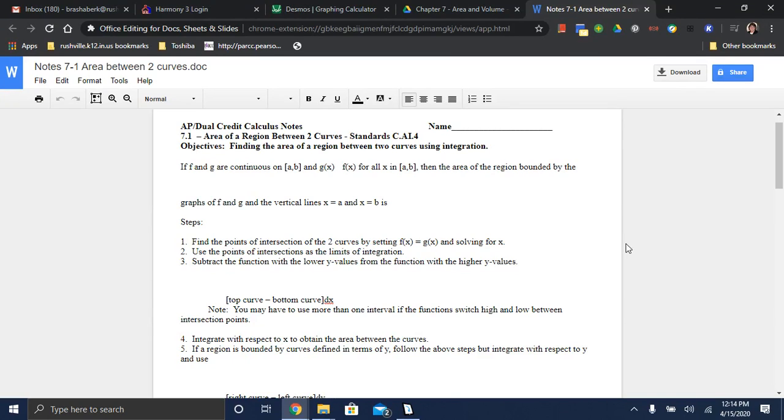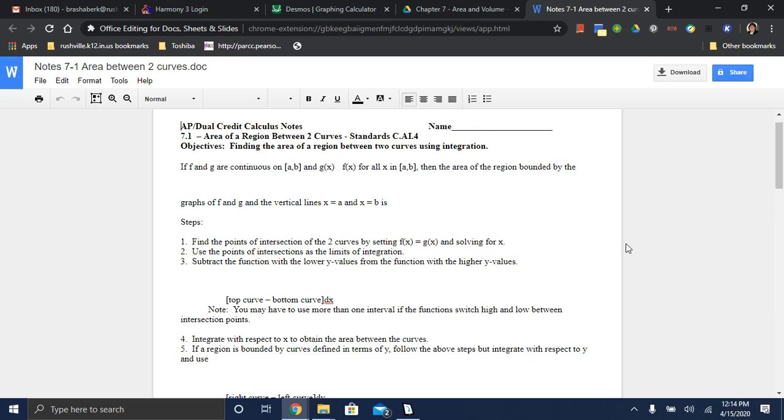Hello, students. Today we're going to be working on our final unit of calculus, and this unit is what I consider to be more for the engineers in the group. So today we're going to start off just by looking at the area of a region between two curves.